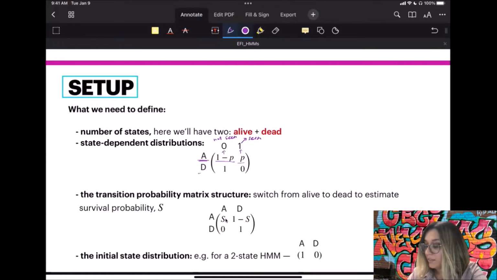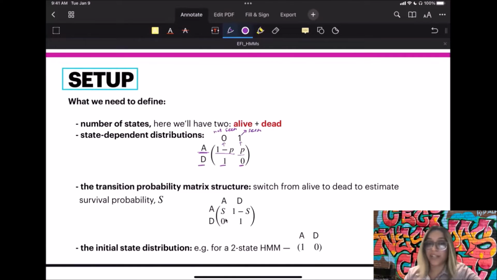Now, when it's dead, we assume that we're not going to see it with probability 1, and with probability 0 it's going to be seen. So that is how the data are generated in the setup.